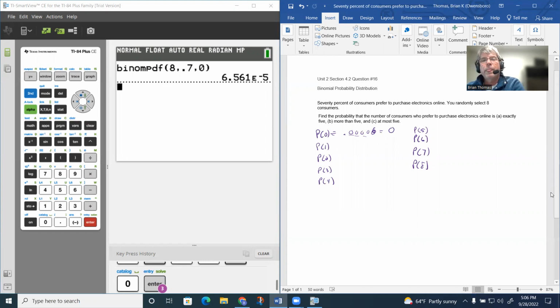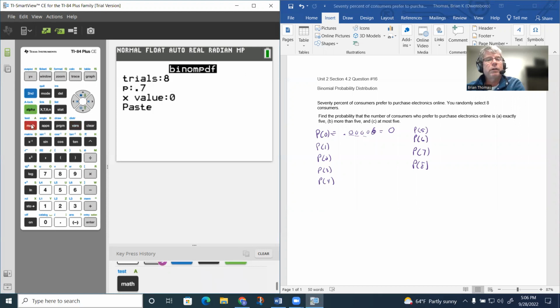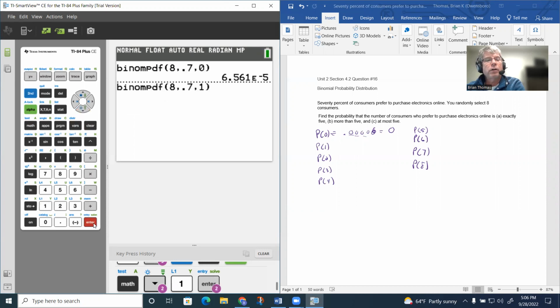So to do the binomial distribution for 1 person, again, I'm going to hit the second button, hit the VARS button, hit the alpha button, hit the A button. The trials stay the same, the probability stays the same. Now change the X value to 1, hit enter. That's now pasted in, and that gives me 0.001 if we round to 3 decimal places.